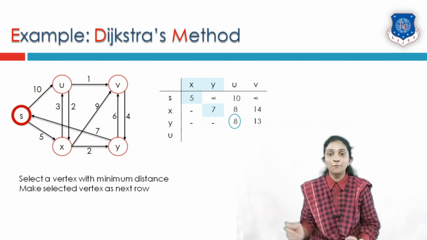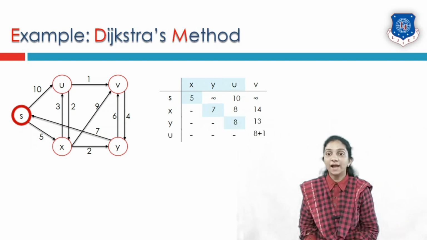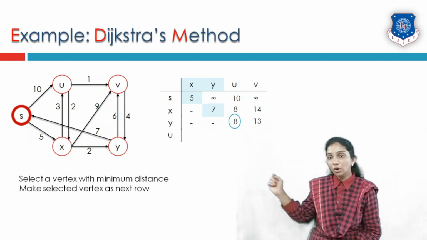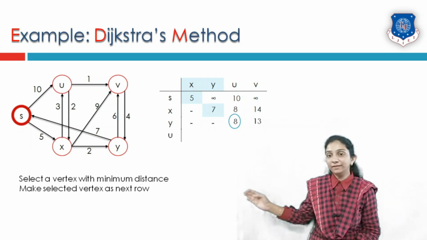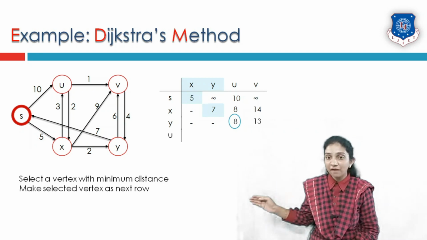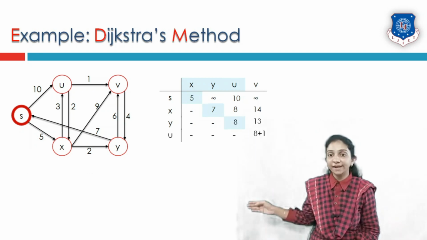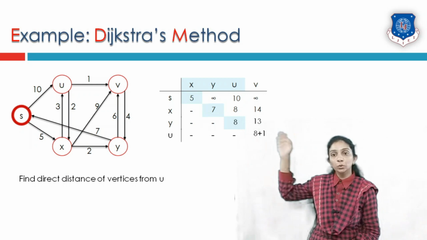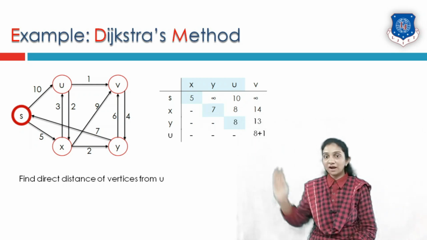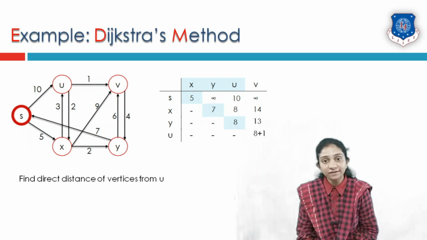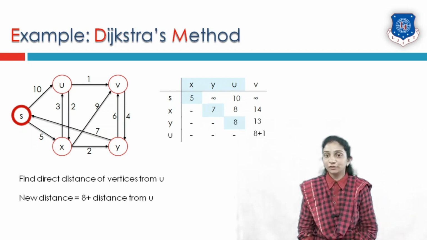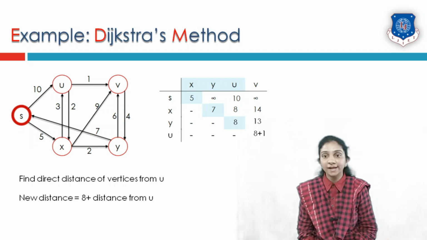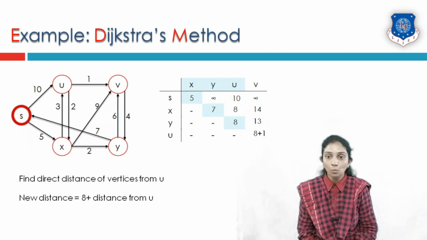So the next row will be u, and inside or below u we will put dash sign. So there will be 3 dash sign and we have to find only direct distance from u to v. Now from a graph we can see that direct distance from u to v is 1. So new distance will be generated as 8 plus 1.